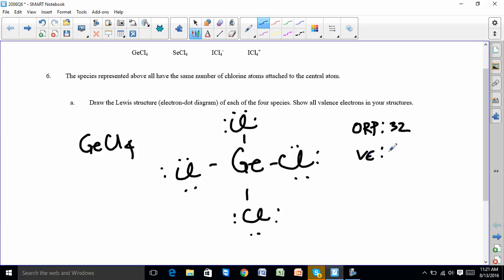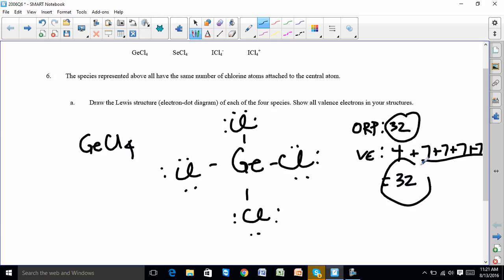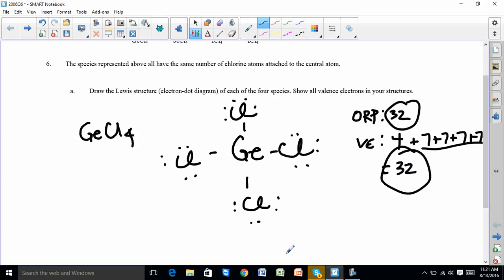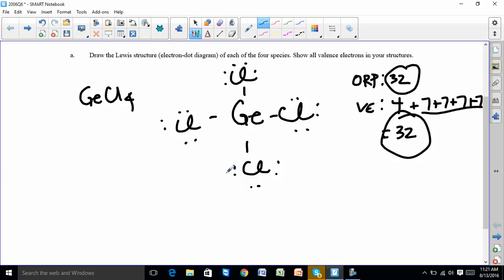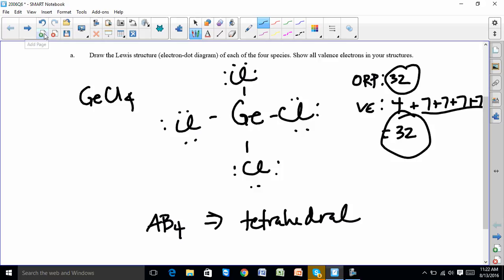VE is going to be 4 because Ge is in the same family as carbon, plus 7, plus 7, plus 7, plus 7. 4 times 7 is 28, and 28 and 4 is 32. And remember, when these match, that's the picture. So this is an AB4, which means it's tetrahedral. I'm going to add a slide right now.